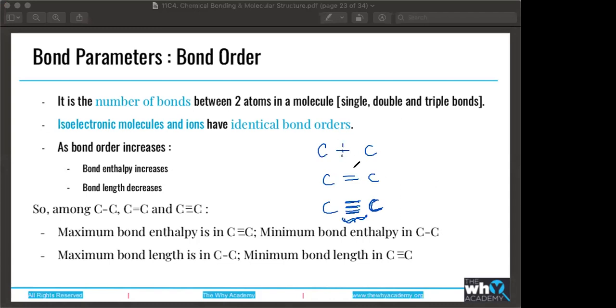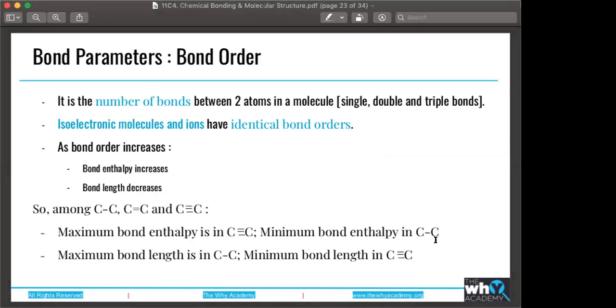Cutting one bond versus cutting two bonds versus cutting three bonds is definitely going to take more energy as compared to single or double. So if you compare carbon-carbon single, double and triple bond, maximum bond enthalpy is in C triple bond C, minimum enthalpy is in C single bond C. And length, if you see, the single bond will have maximum length and the triple bond will have minimum length.